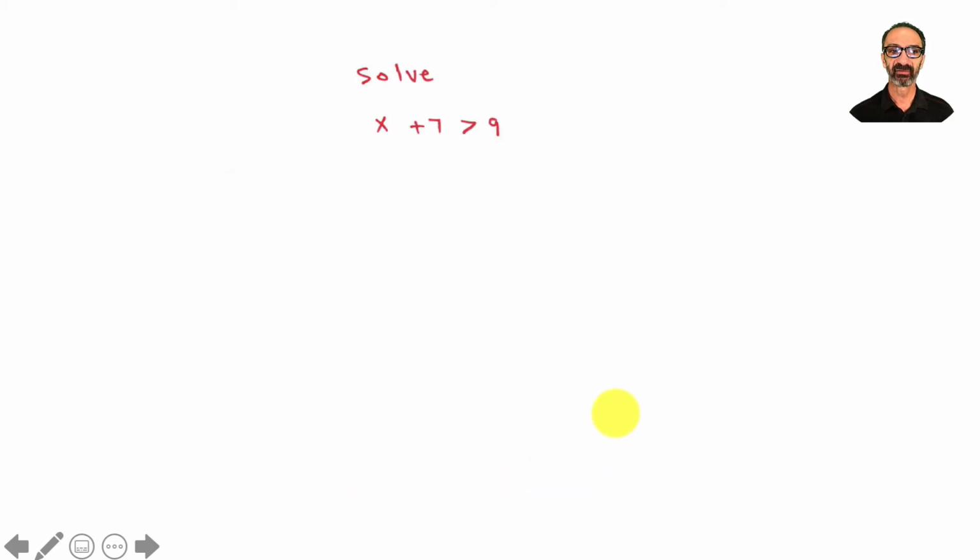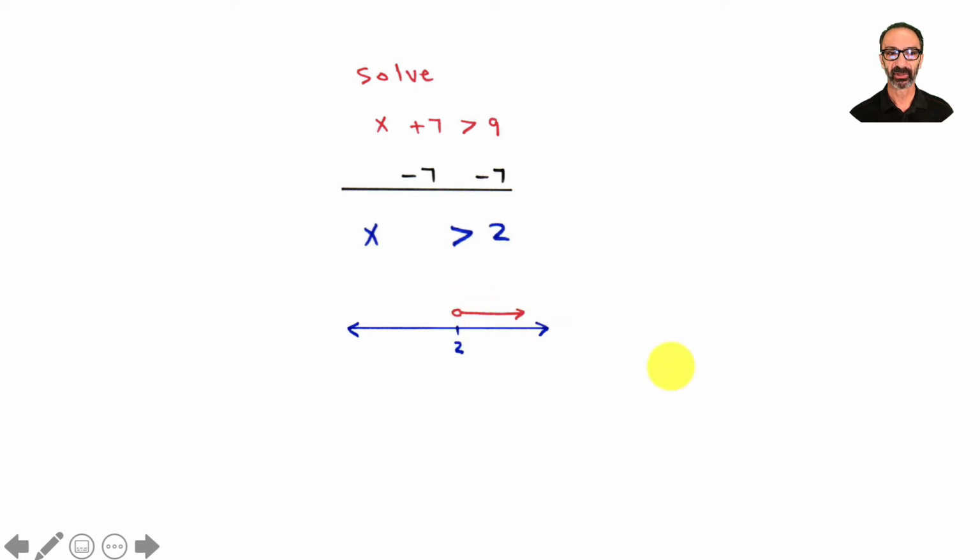Solve x plus 7 is greater than 9. Subtract 7 from both sides. And now we have x greater than 2. That's the inequality. That's the graph. Greater than 2 means open at 2, not including 2, all the way to the right. As interval notation, from 2 to infinity, not including 2.